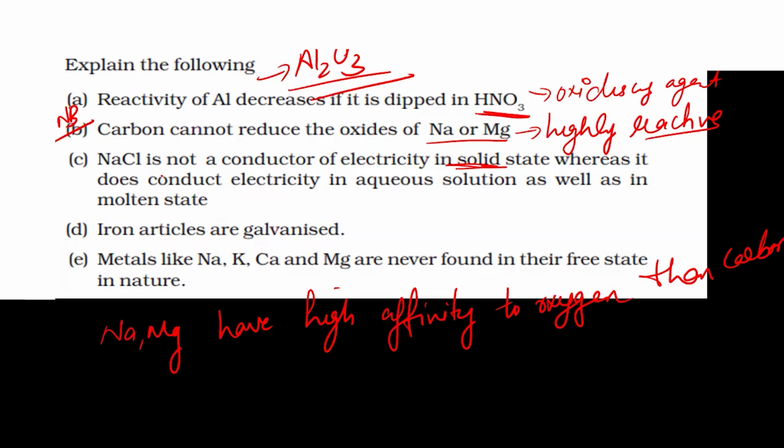Yes. Why are iron articles galvanized? Because to prevent corrosion, right? To prevent corrosion, iron articles are galvanized by coating them with zinc. Okay. Then metals like sodium, potassium, calcium, and magnesium are never found in the free state in nature. Yes, because these metals are highly reactive, so they will readily react with air, water, etc. So we cannot get them free. They will be forming their respective compounds like oxides.